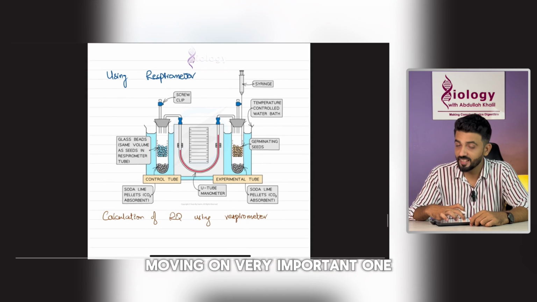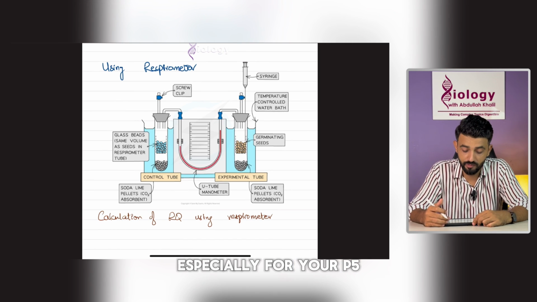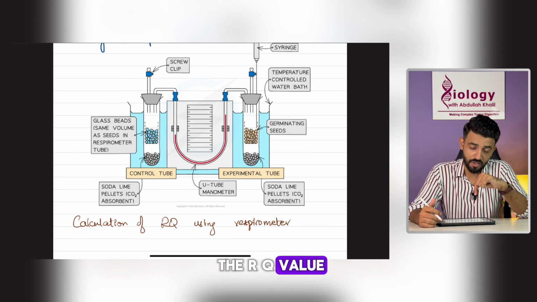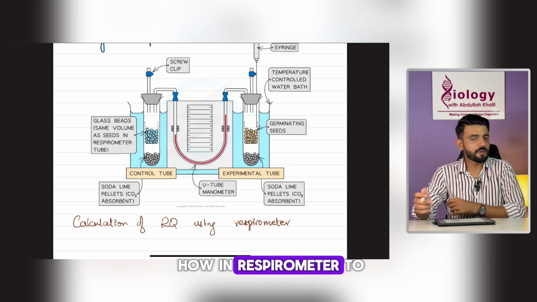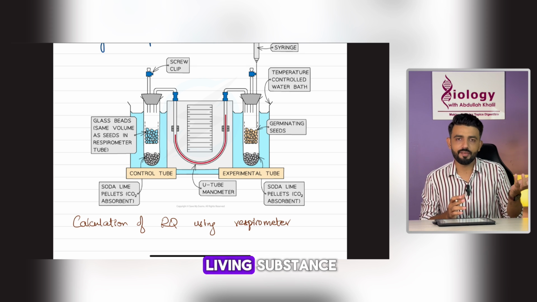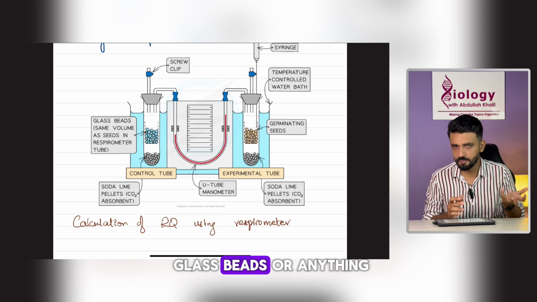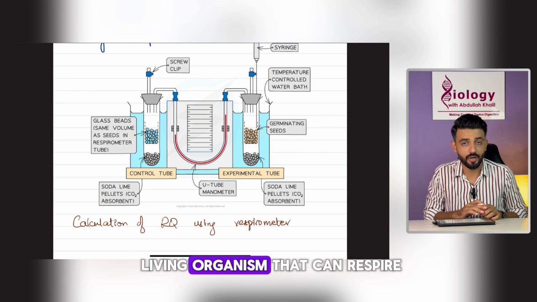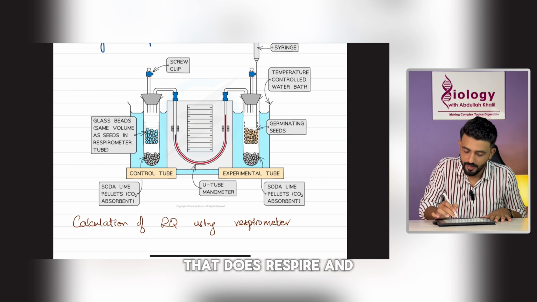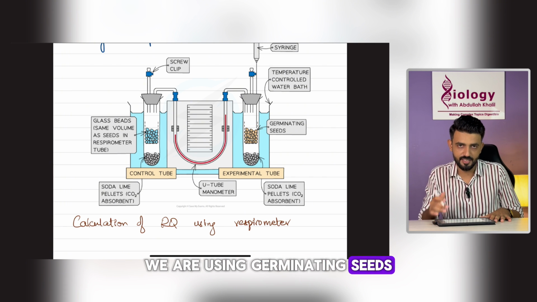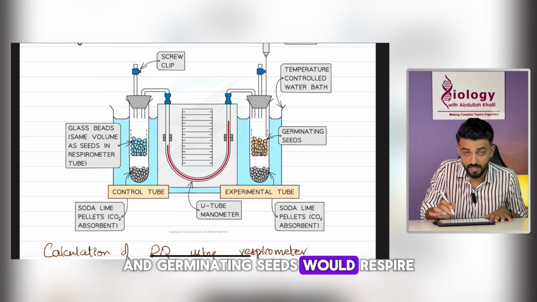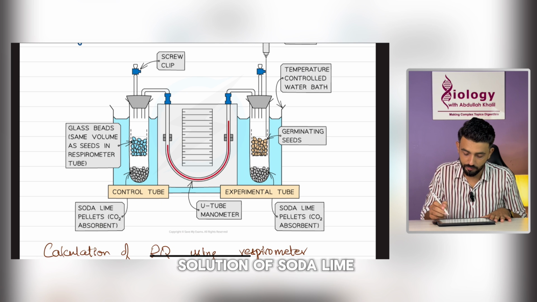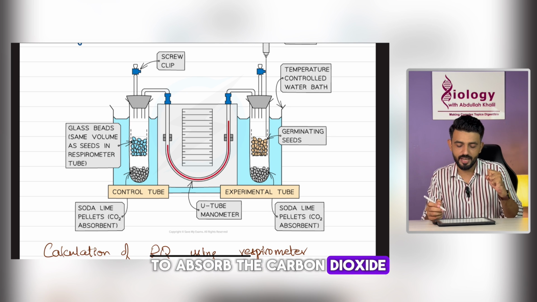Okay, moving on. Very important one, especially for your P5. Using a respirometer. This can also be used to calculate the RQ value, and we will see how. In the respirometer, to one end we have a non-living substance, like glass beads or anything that does not respire, of equal mass, and we have a living organism that does respire. For this process we are using germinating seeds, and germinating seeds would respire. But at the bottom we have a solution of soda lime to absorb the carbon dioxide.